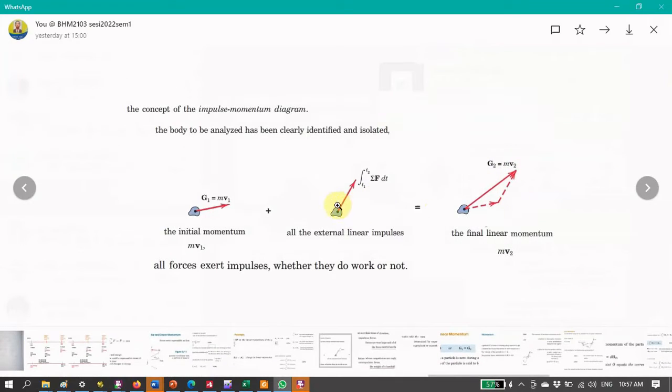Now the author suggests a method to solve problems when the force is a function of time, right?